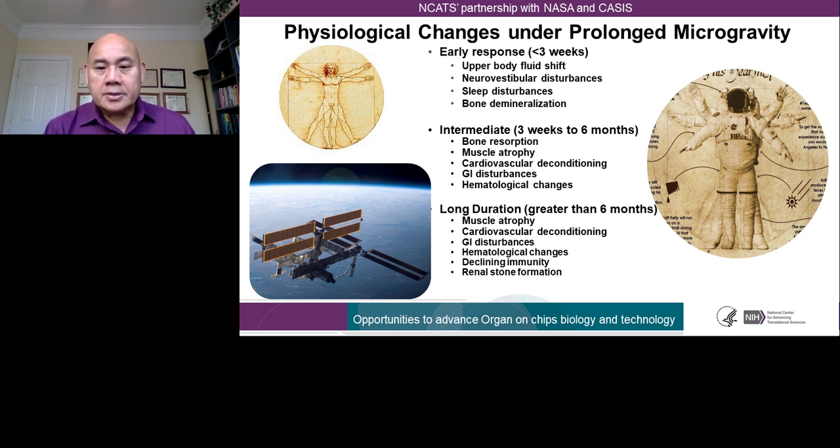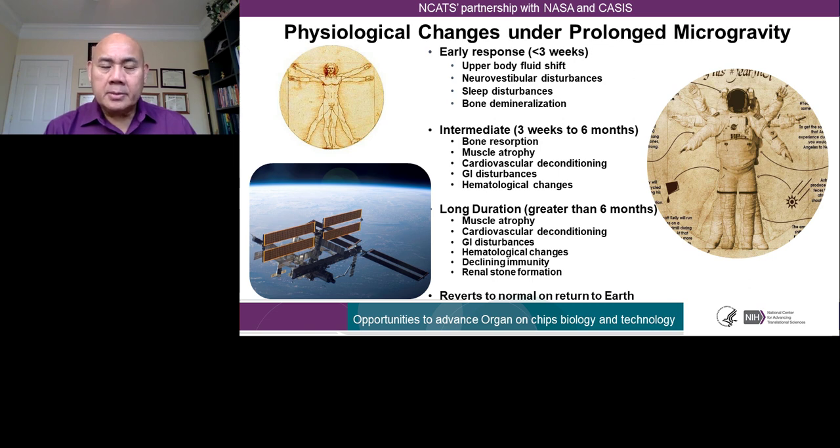And the interesting observation is that when the astronauts return to Earth, there's a reversal to normal physiology within a few weeks to months. And so this affords us an opportunity to look at some of these changes and figure out what instigates some of these changes under microgravity, and determine what the molecular signatures are.